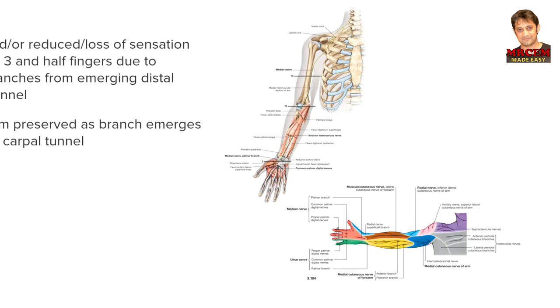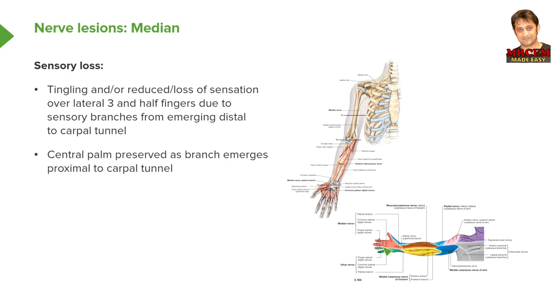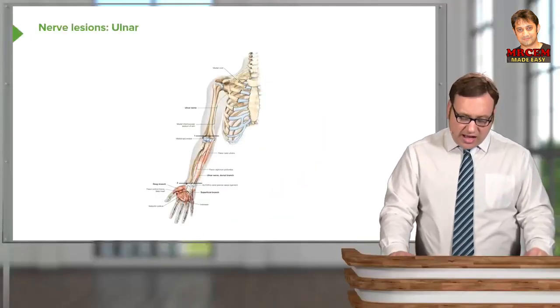However, sensation of the central palm will be preserved because the branch that supplies the central palm, this palmar branch here, actually comes off the median nerve before it passes through the carpal tunnel. So because of that, it's not going to be damaged. So we can see sensory loss of the 1, 2, 3.5 fingers, but with carpal tunnel damage, the central palm sensation remains intact. Now let's move over to the ulnar nerve.